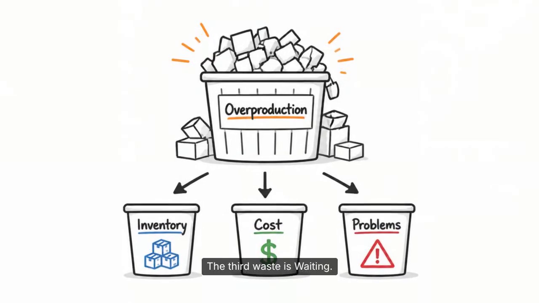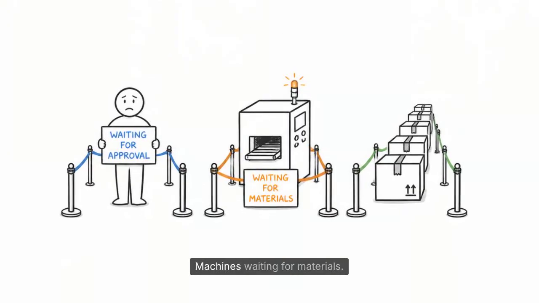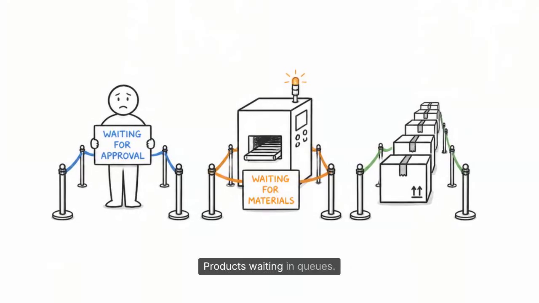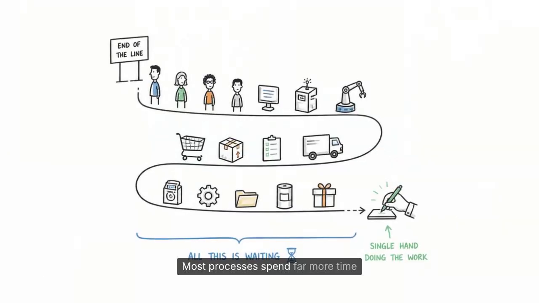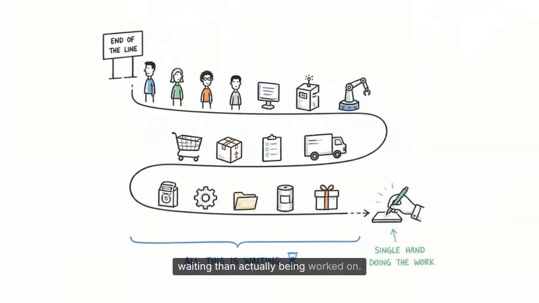The third waste is waiting. People waiting for approvals, machines waiting for materials, products waiting in queues. Most processes spend far more time waiting than actually being worked on.